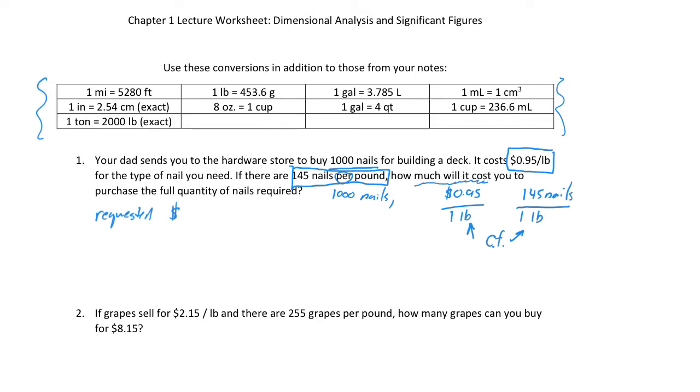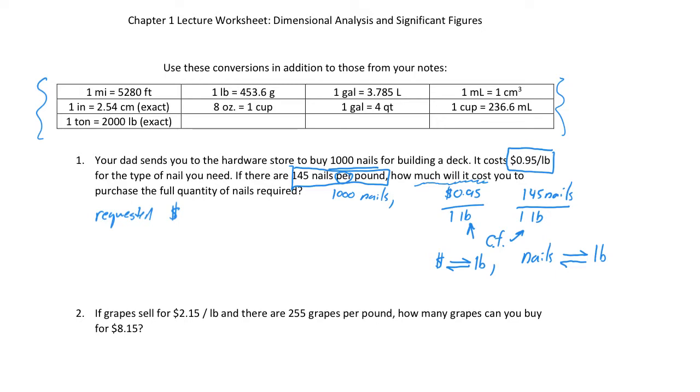For instance, the first one lets us go from dollars to pounds, or from pounds to dollars. And the second one lets us go from nails to pounds, or from pounds to nails. So it lets us convert between either of those. Okay, so those are conversion factors that connect dollars to pounds, nails to pounds, and so on.